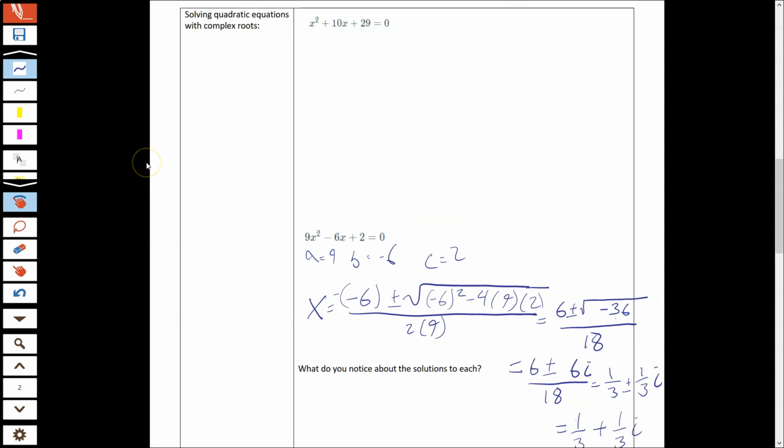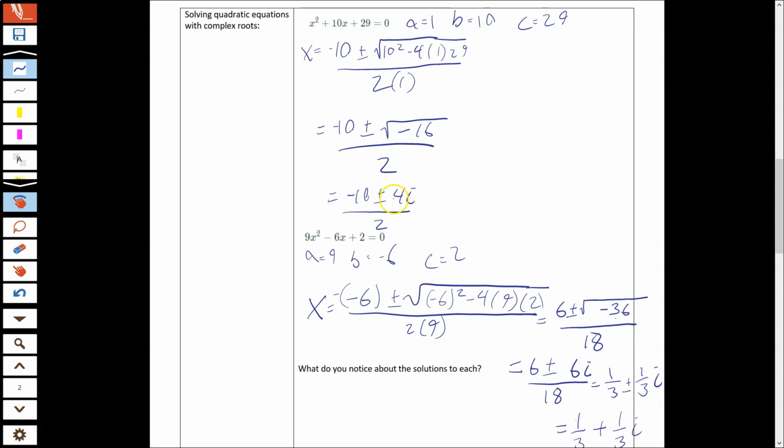Try the top one now on your own, and I'll give you the solution in a second. So you should have gotten to this point, 10 plus or minus 4i over 2, because we got a negative 16 in the square root. And then I simplify to negative 5 plus or minus 2i when I divide both terms by 2. And that is really the two solutions, negative 5 plus 2i, and negative 5 minus 2i. Okay, so that is the solution there. So the steps here are really the same as the quadratic formula has always been, except you no longer stop if you get that negative.